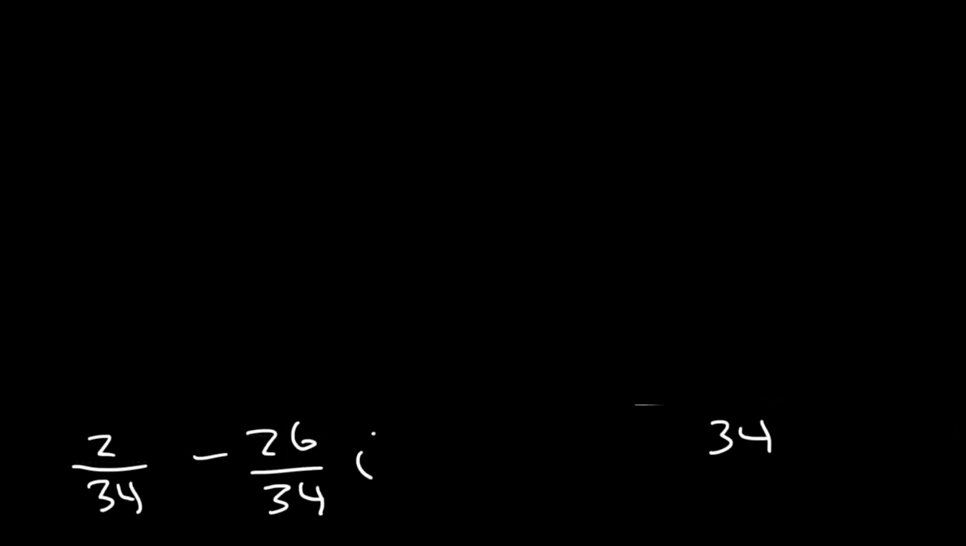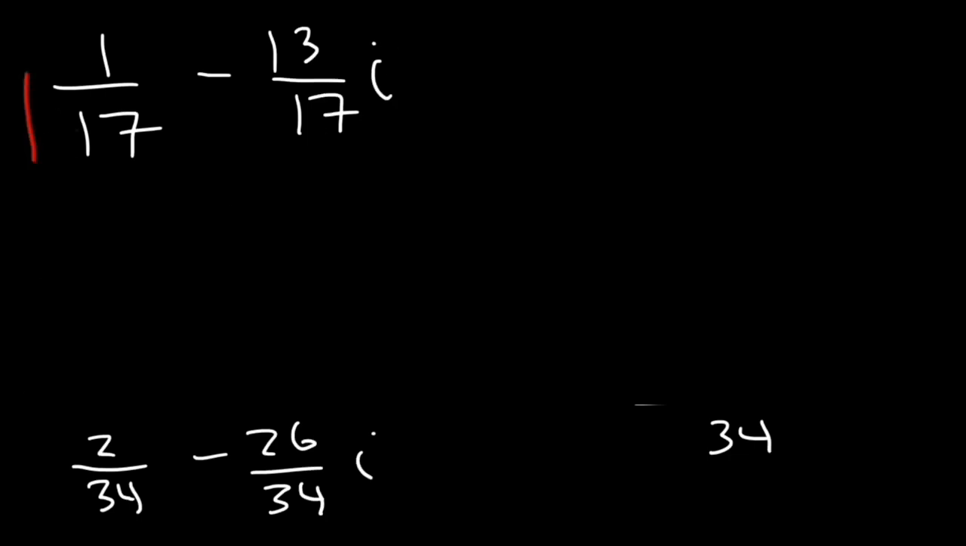So simplifying it to the simplest form, we'll have it as 1 over 17 as the real part minus 13 over 17 as the imaginary part. So now this is the answer.